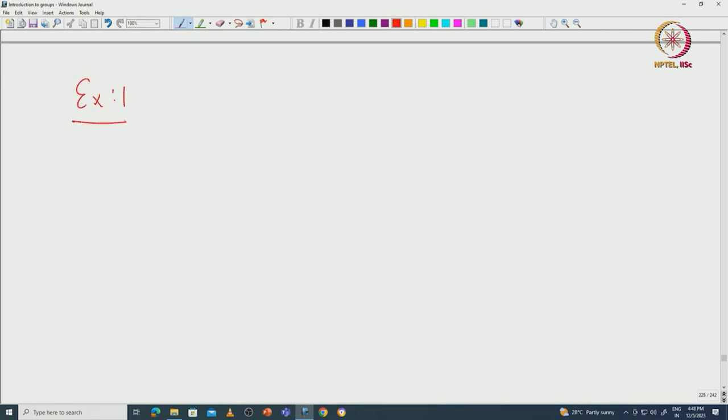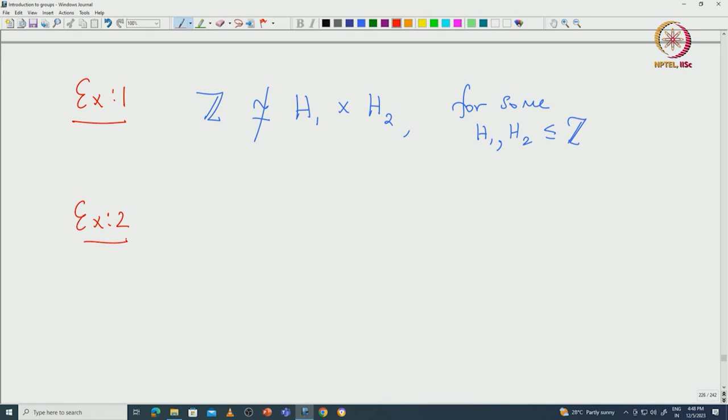So for example, if I take this group Z, one can prove that it will never be isomorphic to an internal direct product of its subgroups. Similarly, one can again verify that S3 also cannot be written as an internal direct product of some subgroups H1, H2 in G.